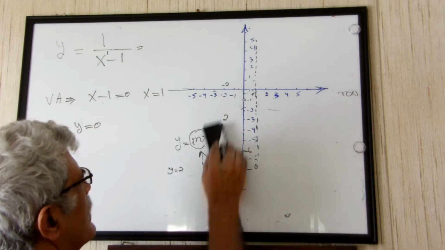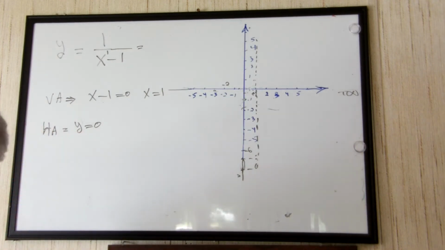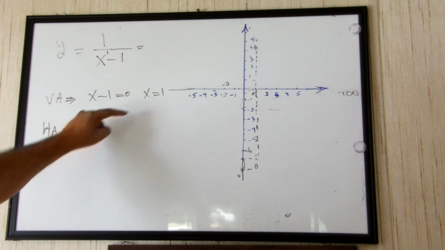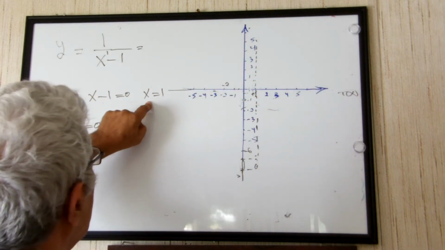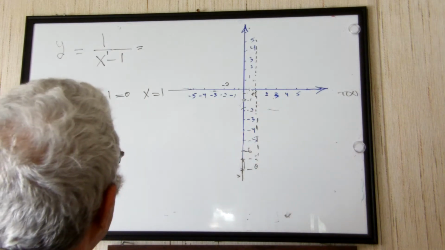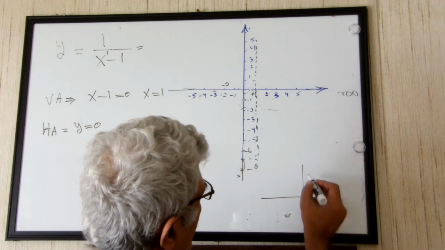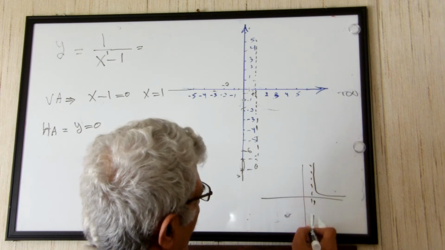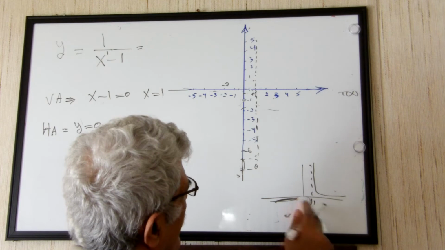Okay, let's finish this one. So the horizontal asymptote is y equal to 0, which means it lies on the x-axis, and x is equal to 1 is the vertical asymptote. So here it's going to look like this. This is 1. It's going to look like this, but you know it's not that sharp.